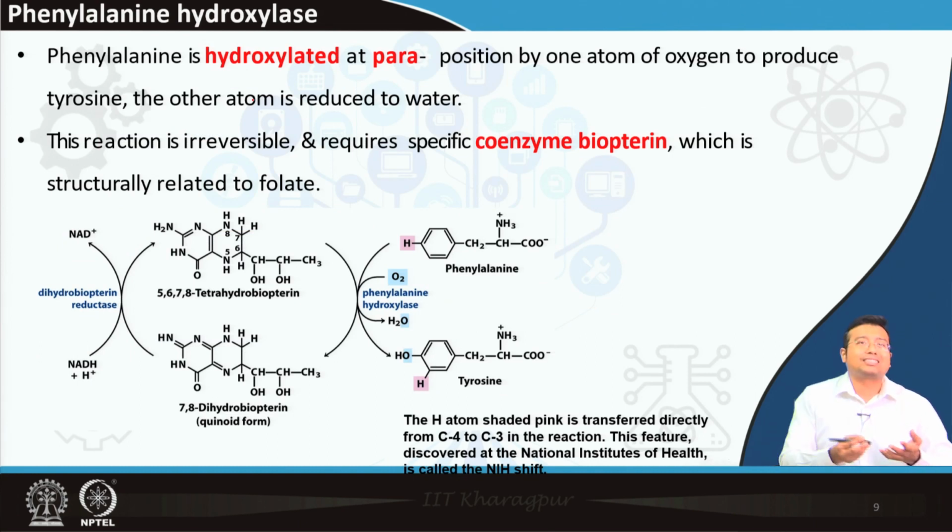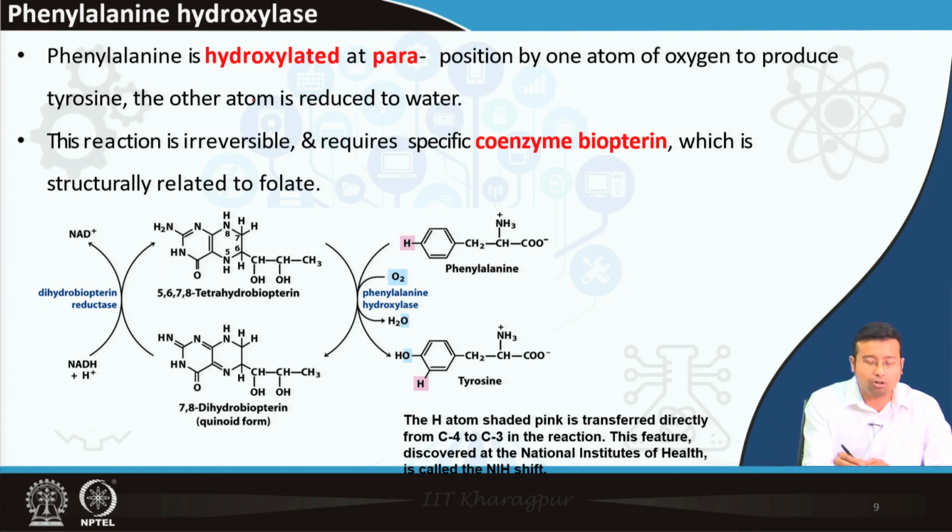If we look into this reaction in detail, this is simply a hydroxylation. Tyrosine is nothing but para-hydroxyphenylalanine. An OH group is attached to the para position. From your aromatic organic chemistry knowledge, you already know what is ortho, what is meta and what is para position. I am not going to detail.